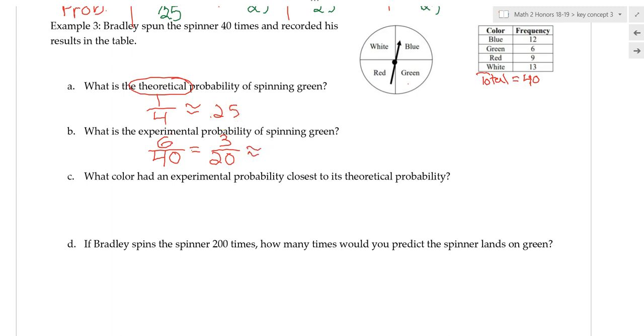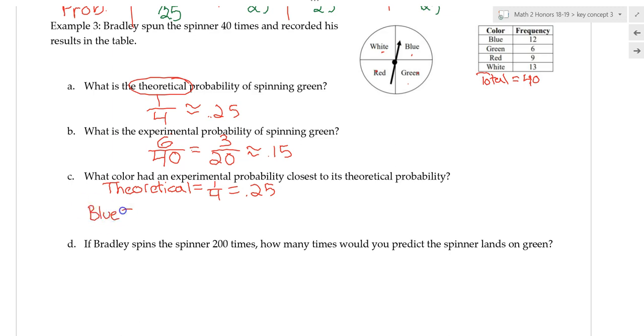If you think about what this is approximately, this is 0.25. And this one is 0.15, I believe. Okay, so these are not equal. What color had an experimental probability closest to its theoretical probability? Well, again, these all have equal theoretical probability, 1 out of 4 for all of them, which is about 0.25, right?